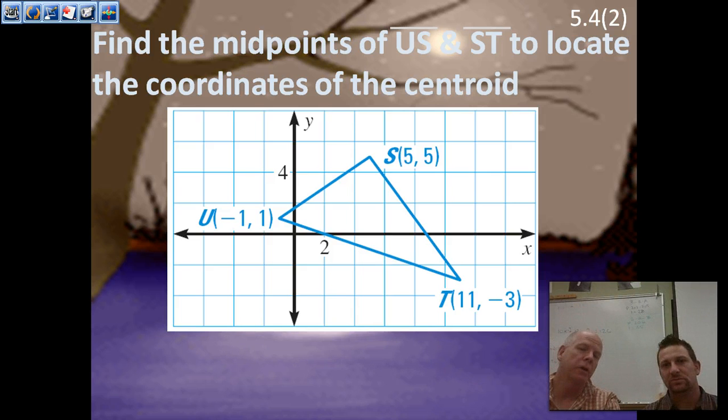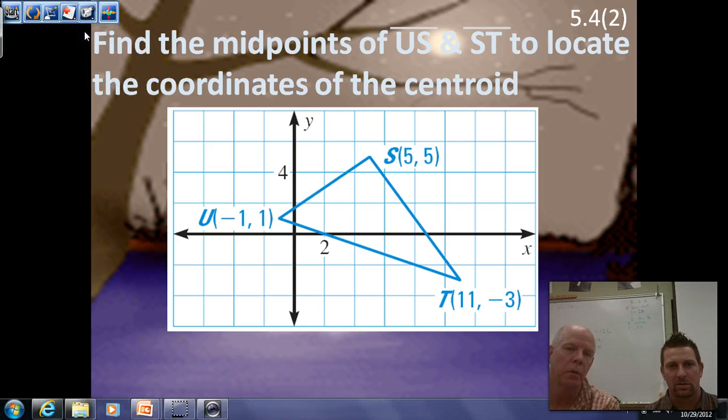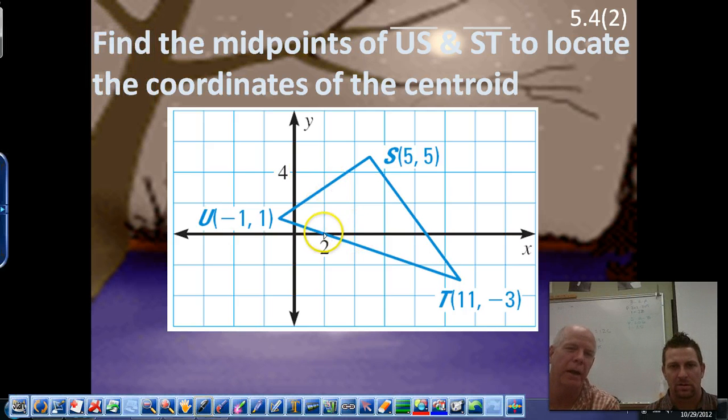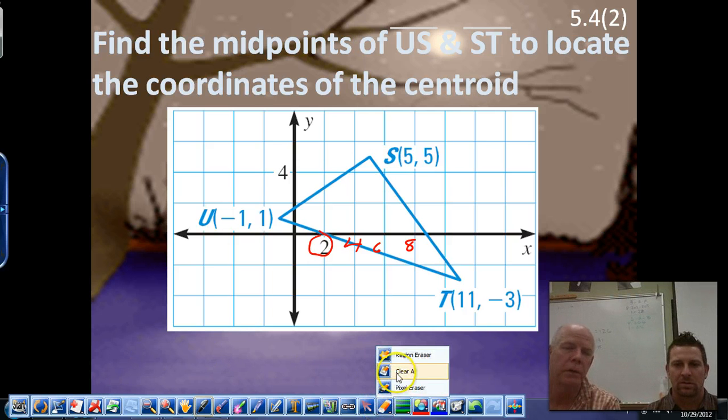Well, before we do that, I just want to caution you guys on looking at the graph here, because it's a little different. Do notice that the boxes are 2 units, not 1 unit. And so when we're moving over to S being at 5, 5, notice that we're really only 2.5 boxes over and 2.5 boxes up. And so just be careful of that scale. But this is nothing new, guys.